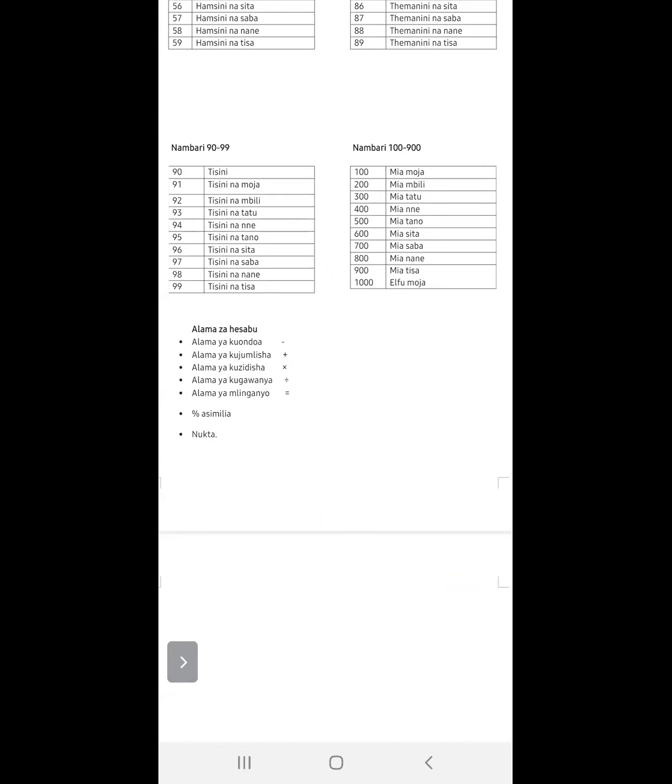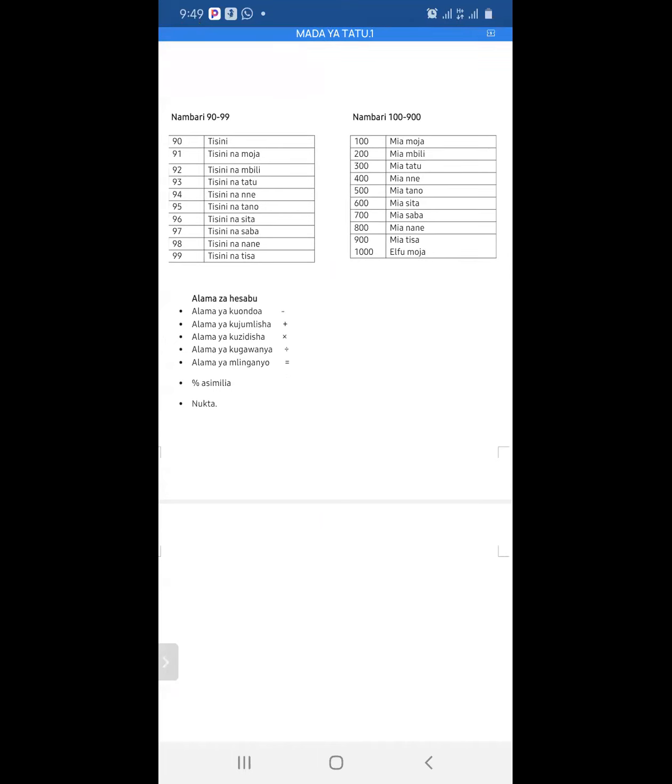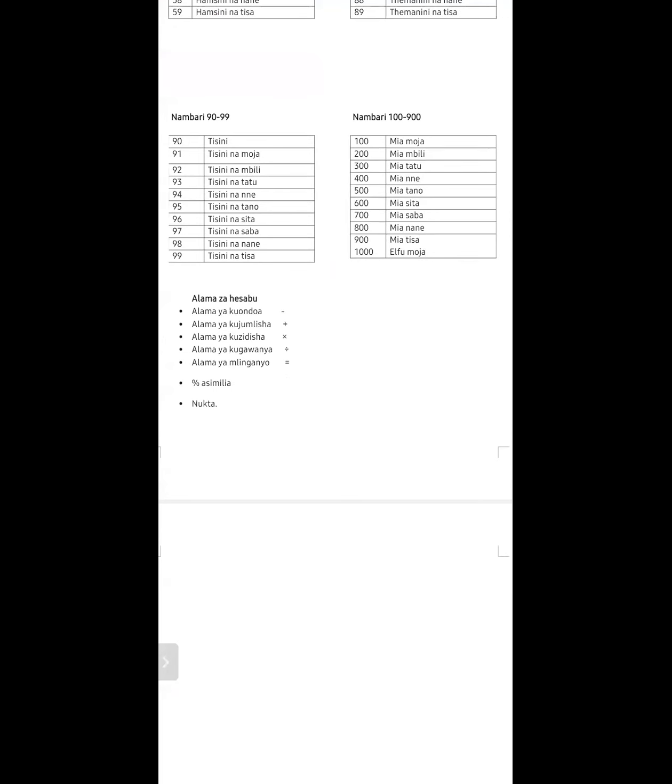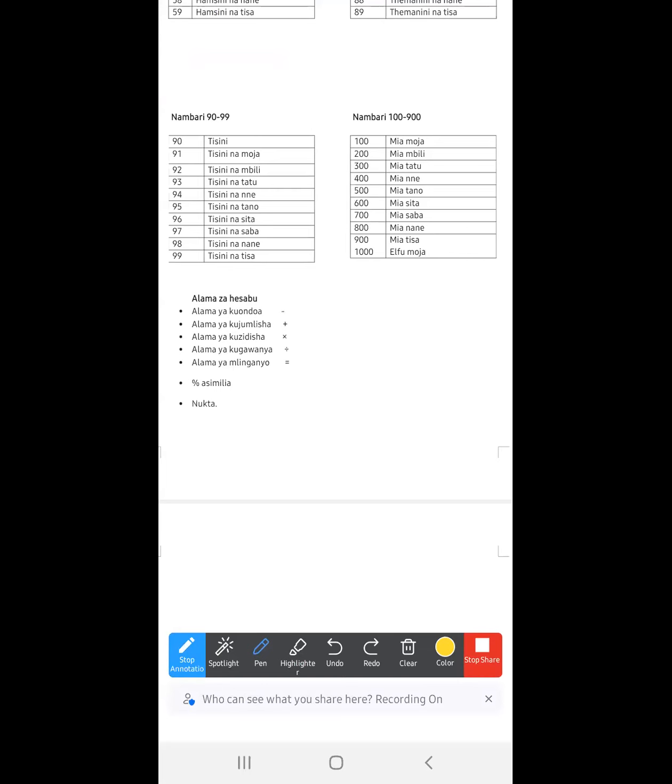And then to continue, there's also something that I want us to note, and it is alama za hesabu. These are things that we keep using in mathematics, but we also have them in Kiswahili. So we have alama ya kuondoa. So alama is just the sign. So this is the minus sign. Kuondoa is minus. Then we have, you're adding everything. So the whole of it. So if you have 1 plus 1, the whole of 1 plus 1 is 2. So kujumlisha is plus. That is, kujumlisha is the plus sign.